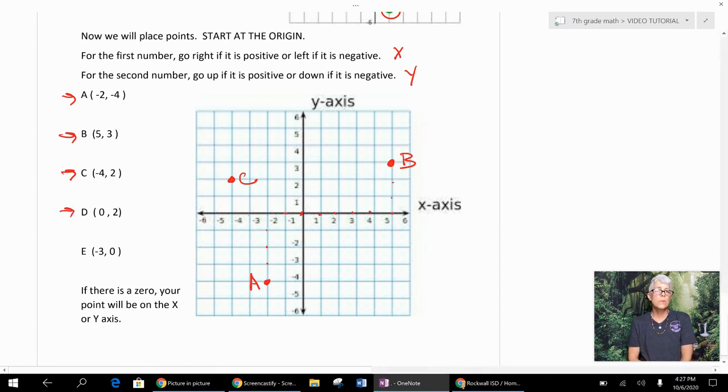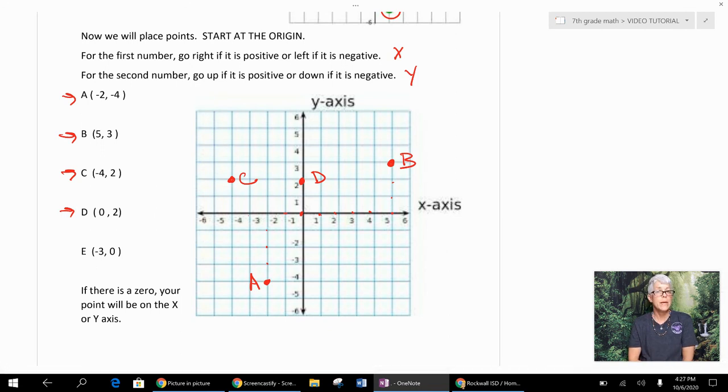Okay. This one's a little bit harder because of the 0. It's the first number, so it's the X, which means I'm going to start at the origin, but I will not go right and I will not go left because it's 0. But I will go up because of the 2. 1, 2. I put a dot and the letter D. Okay, pause and do the next one.